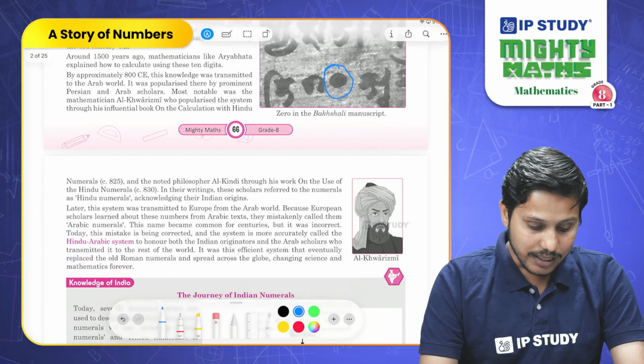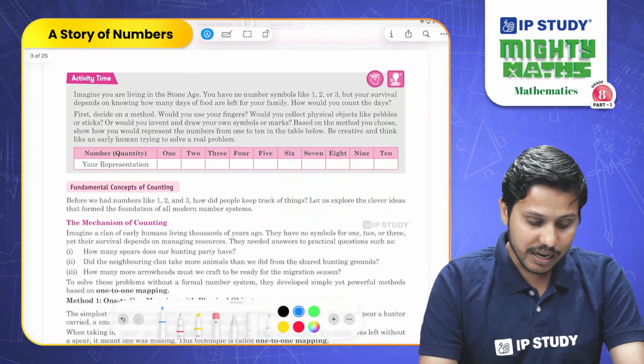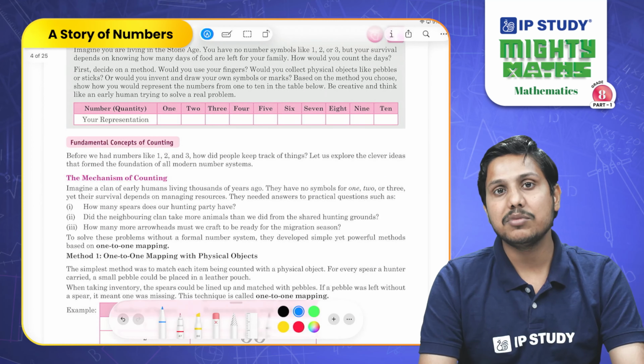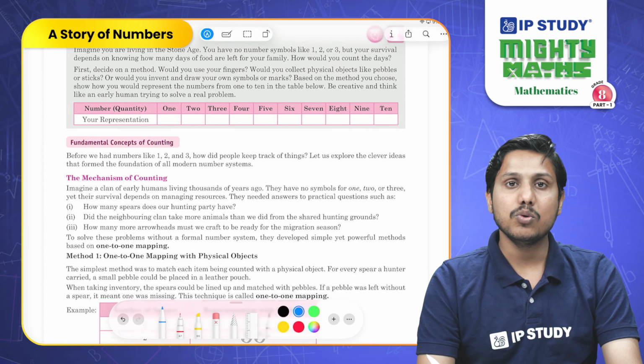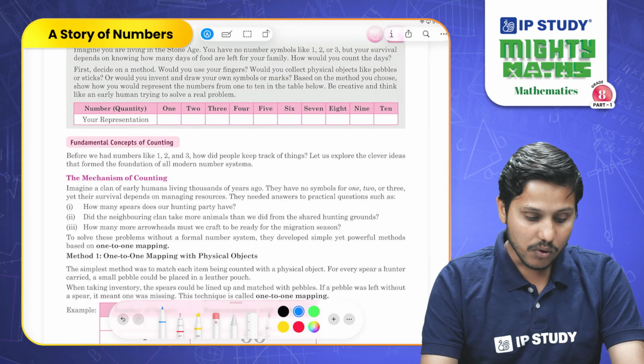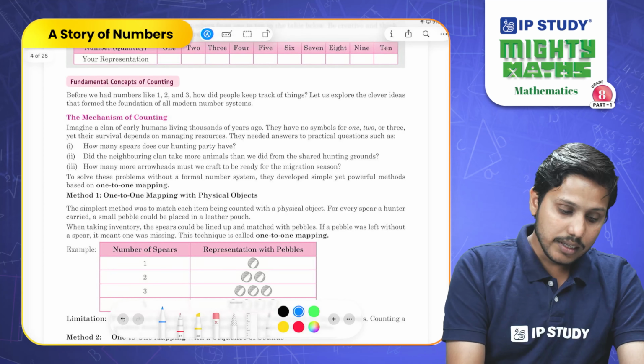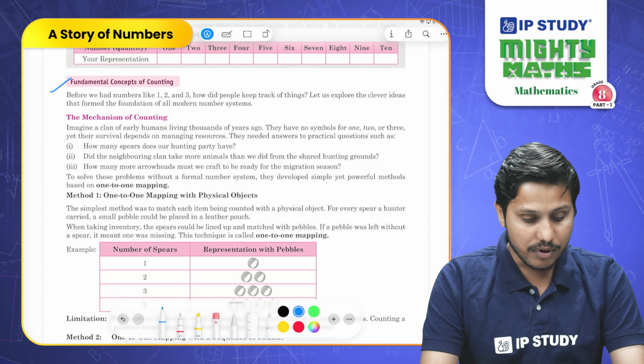So let's start with how these numbers have evolved from time to time and how different civilizations have been using different symbols to count things. Okay, so the next topic is the fundamental concept of counting.